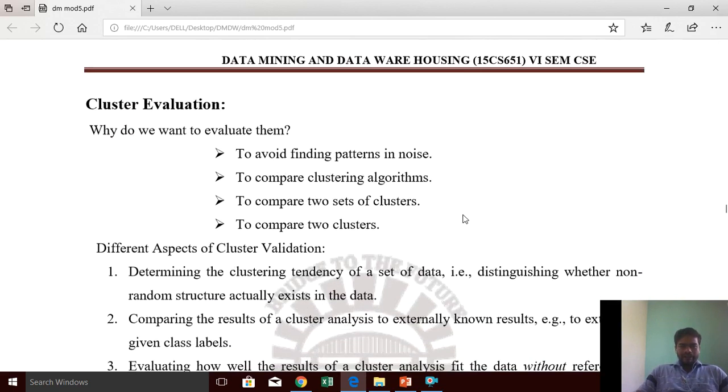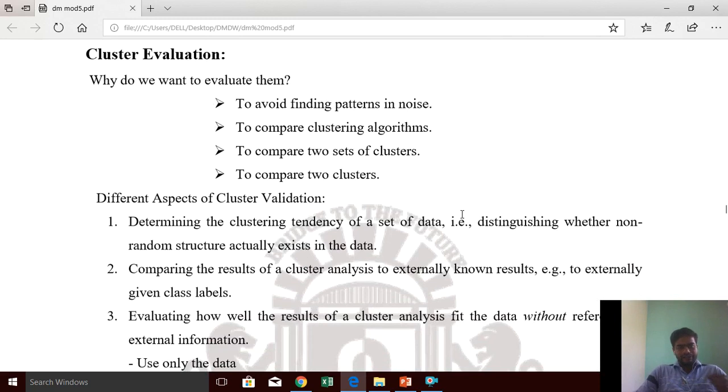Now coming to the next topic, cluster evaluation. Why do we need to evaluate a cluster? To avoid finding patterns in the noise, so we need to avoid the outlier points. Also, to compare clustering algorithms: which clustering algorithm is performing well and which algorithm we need to consider, and to compare two sets of clusters and how they are built.